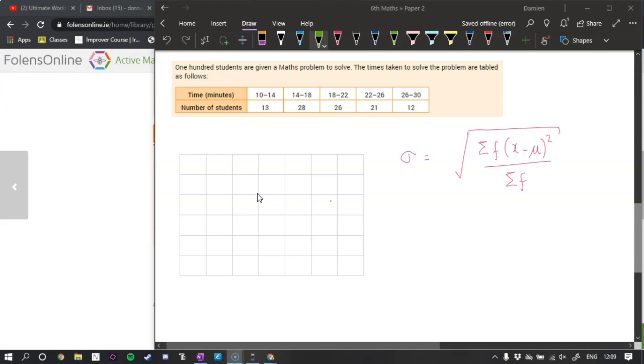So let's have a look at this next example. Here we've 100 students given a maths problem to solve, and the times taken to solve the problem are in our table. So this is a group frequency distribution. So we don't have a long set of numbers. The first thing we've got to do is find what's called the mid-interval values.